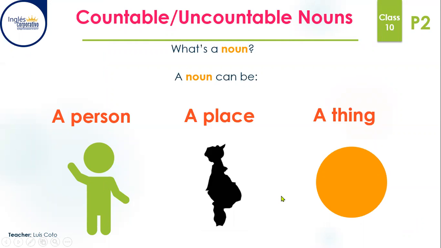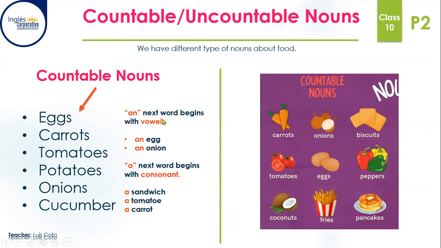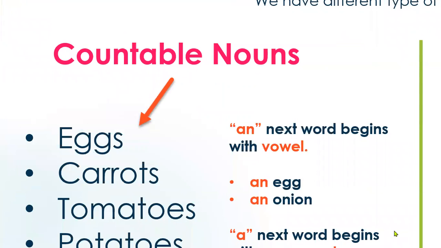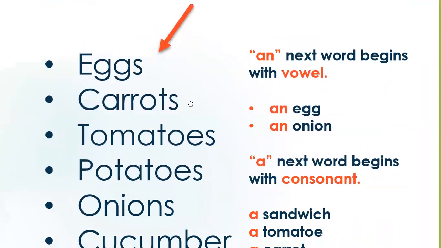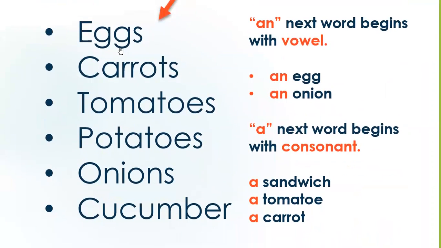Okay, let's see. Can you read this one? Countable noun. Let's see examples. They can be carrot, cucumber.